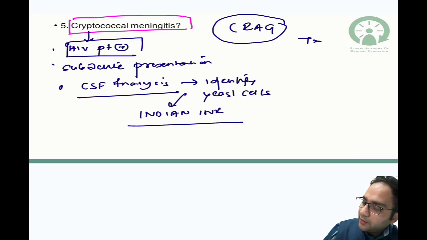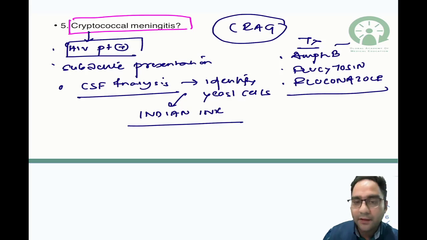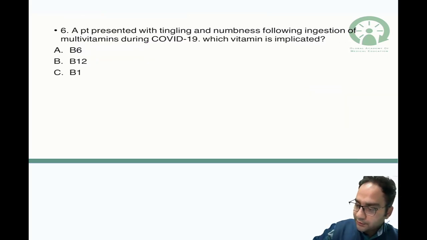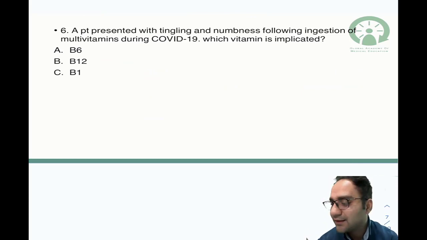What will be the treatment? Treatment would be amphotericin B, flucytosine, and fluconazole. Right? Okay. This is a very common question that is asked.